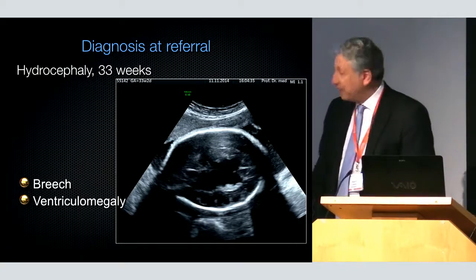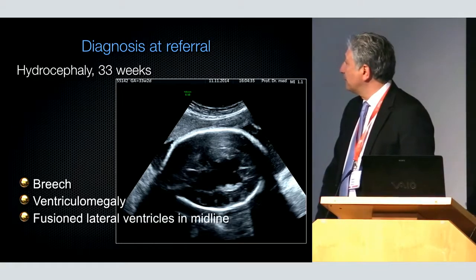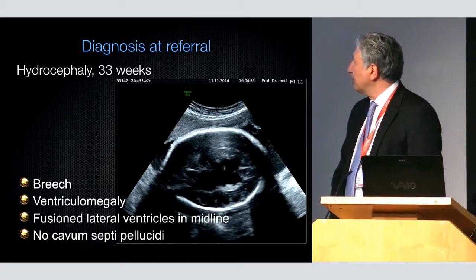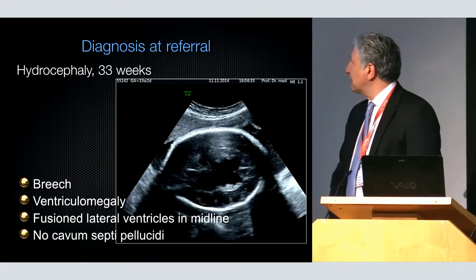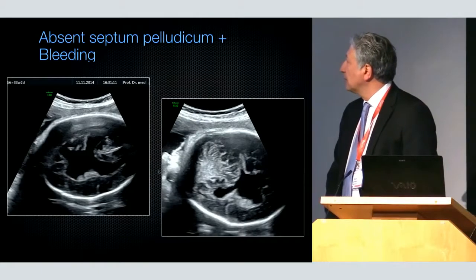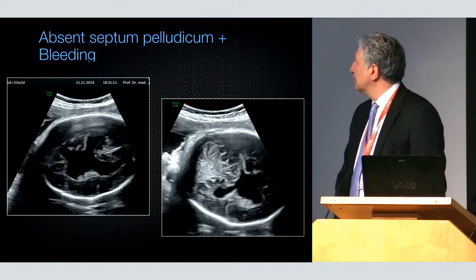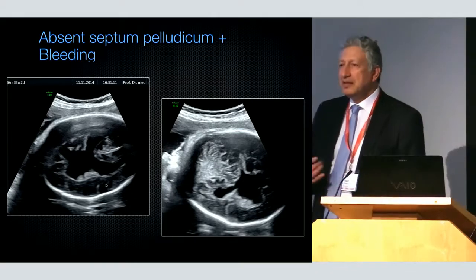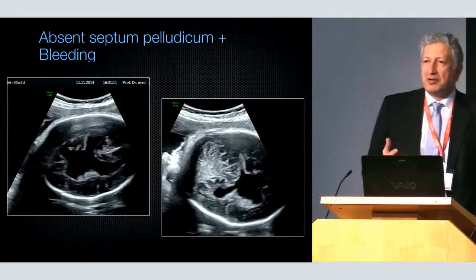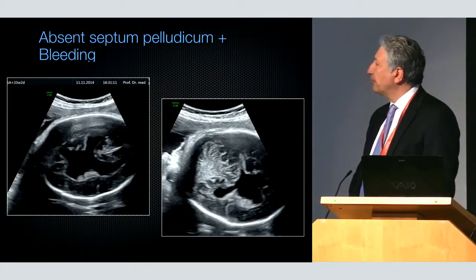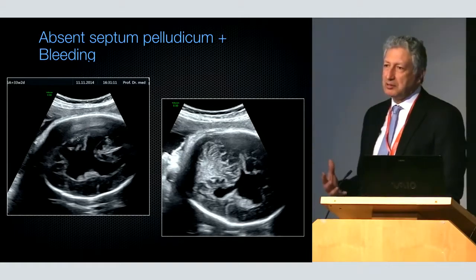So I saw ventriculomegaly and I found some fused lateral ventricle in the midline, no cavum septi pellucidi, and some echogenicity like bleeding. But you see here, this is absent, and this is here absent. But of the bleedings I've seen in my life, I've seen some around 15 cases, the parenchyma of the brain was still intact.